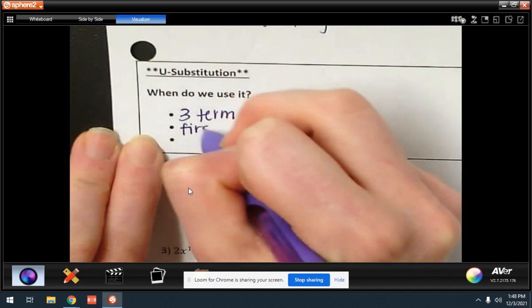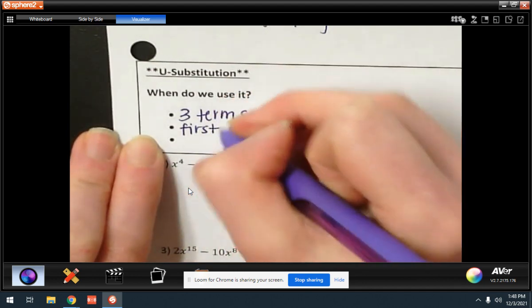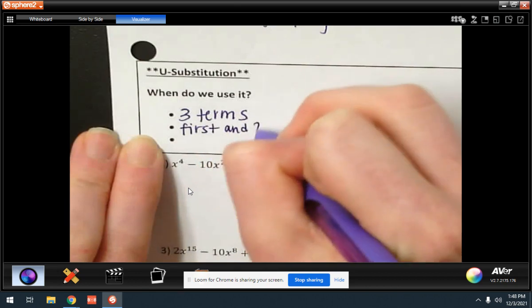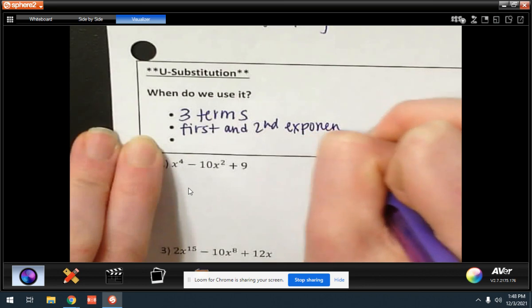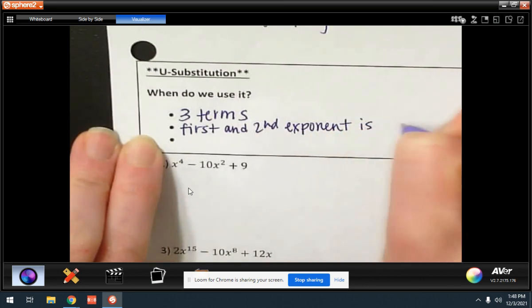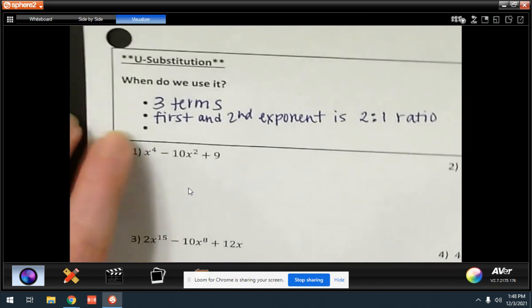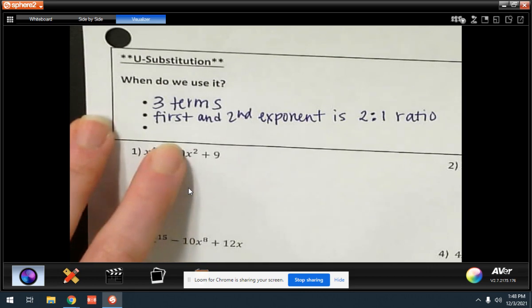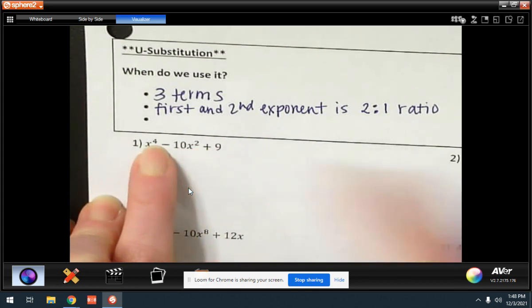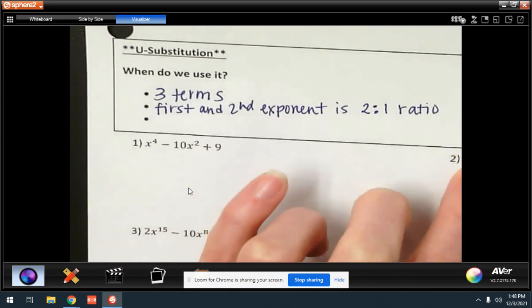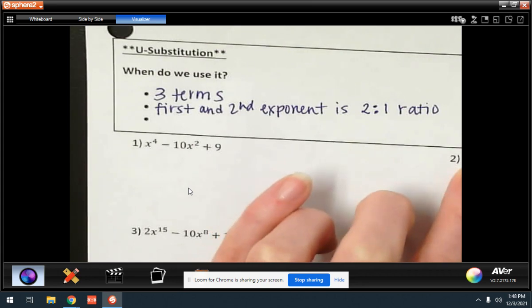First and second exponent is a 2-to-1 ratio. Basically, the first exponent has to be twice as much as the second. Okay, so here on number 1, we have a 4 and a 2. And then here we have a 6 and a 3. And so that's how you're going to know this is a U substitution case.